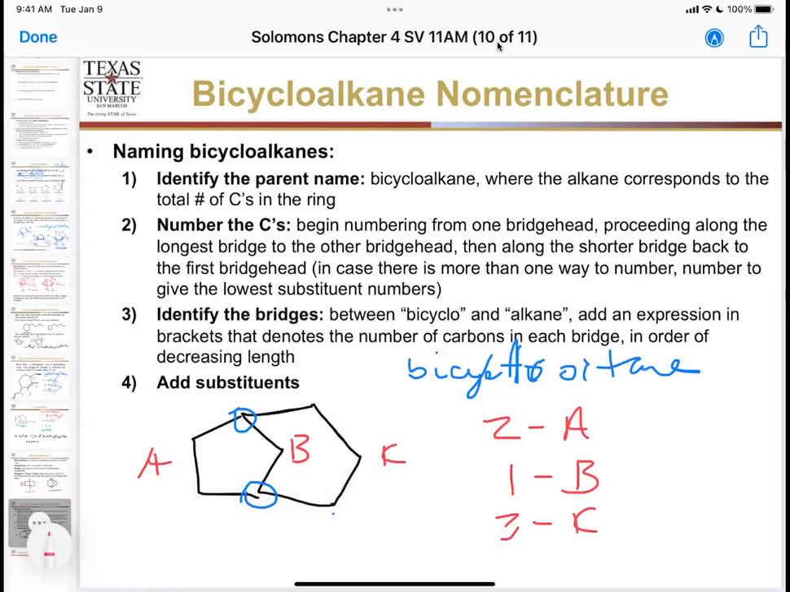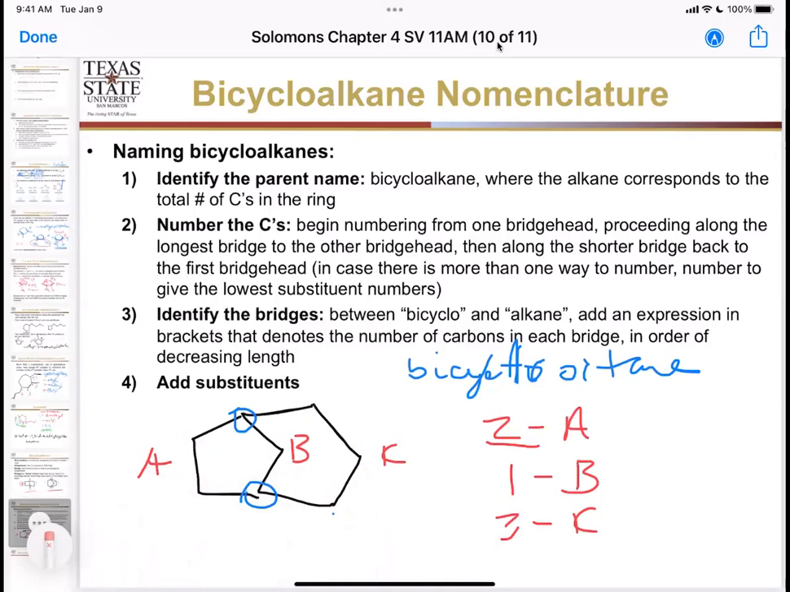Why does bridge B only have 1 and not 3? Are you not including the bridgeheads? We do not include the bridgeheads in our counting of the bridges. So notice over here, A just has 1 and 2 for a total of 2. Then B, and then there's 1, 2, 3 on this C bridge. Does that make sense? Perfect. So now we have the number of carbons in each bridge, and we have a total number of carbons in the bicyclo compound.